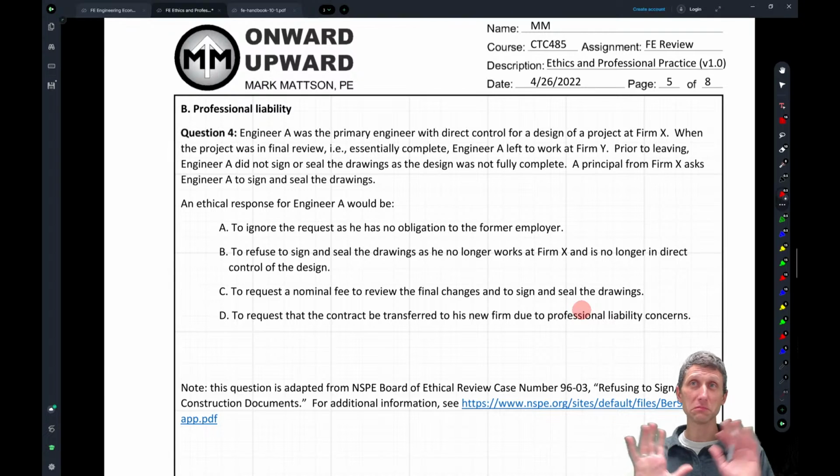So he's done all the design so far. He's been in responsible charge, directing everything, making all the decisions. Prior to leaving, engineer A did not sign or seal the drawings. I mean, they weren't complete, right? So he's not going to sign things that aren't complete.